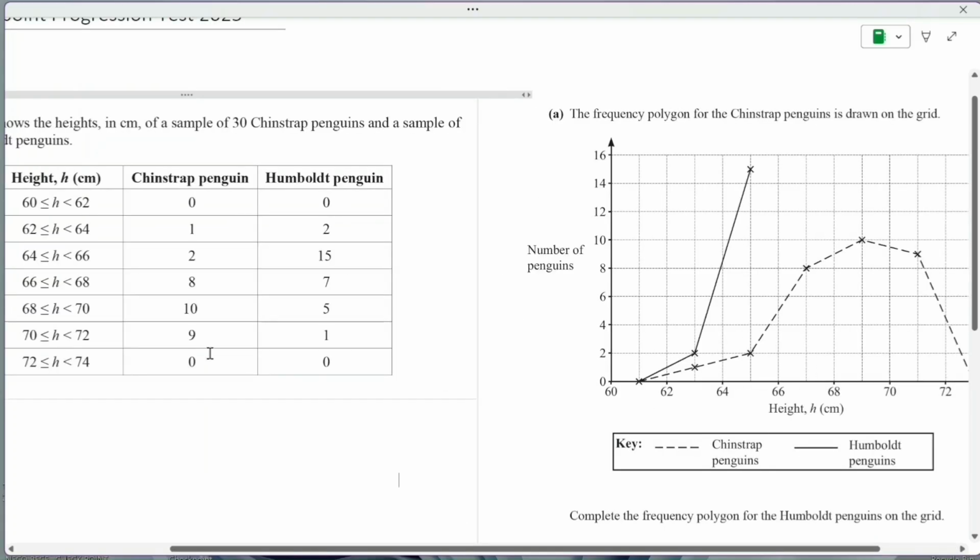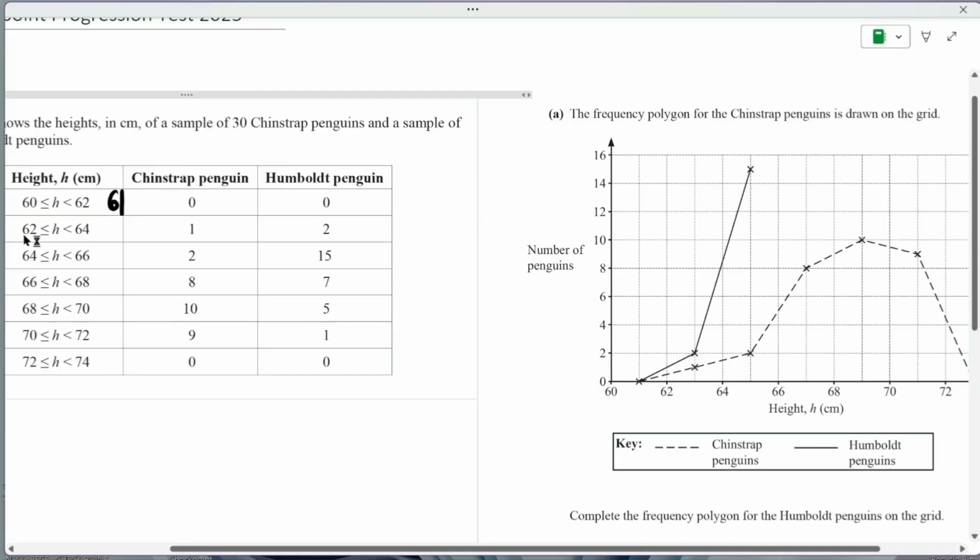They've done it using the frequency. Now we have the table on this side. From this first statement, they've completed the frequency polygon for the Chinstrap penguins. We can use this table to understand what is being done. Between 60 and 62, including 60 itself, you have none. That's where you have these 0 points. Now what they did was they used the midpoint. They added 60 plus 62, then divided by 2. You get 61. So for the first one, you have 61.